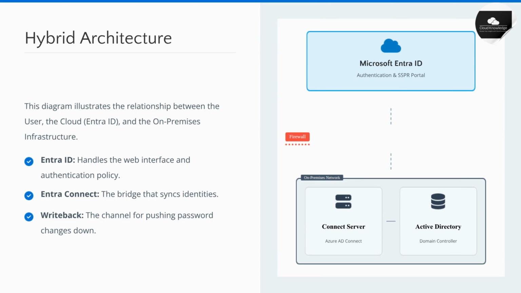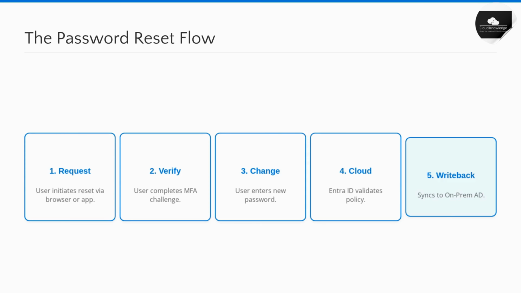The hybrid architecture shows that Entra ID handles the web interface and policy. Entra Connect acts as the bridge for identity syncing, and Writeback is the channel that pushes password changes down to the on-premises Active Directory. The password reset flow consists of 5 steps. The user requests the reset, verifies their identity with MFA, enters a new password. The cloud validates the policy, and finally, the change is written back to the on-premises Active Directory.